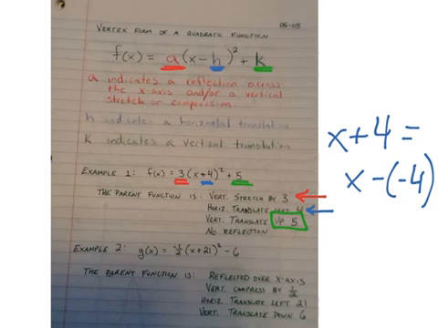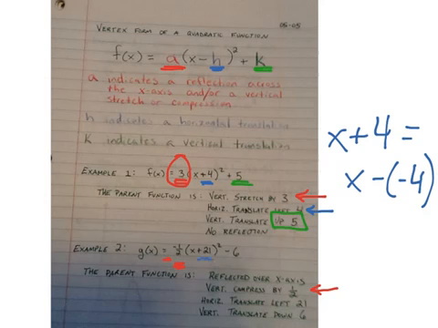One last piece, the a value is positive, so there is no reflection. If it was negative, it would be a reflection. I've shown the reflection in example 2. So the negative tells us to reflect. The 1/2 tells us to vertically compress by 1/2.